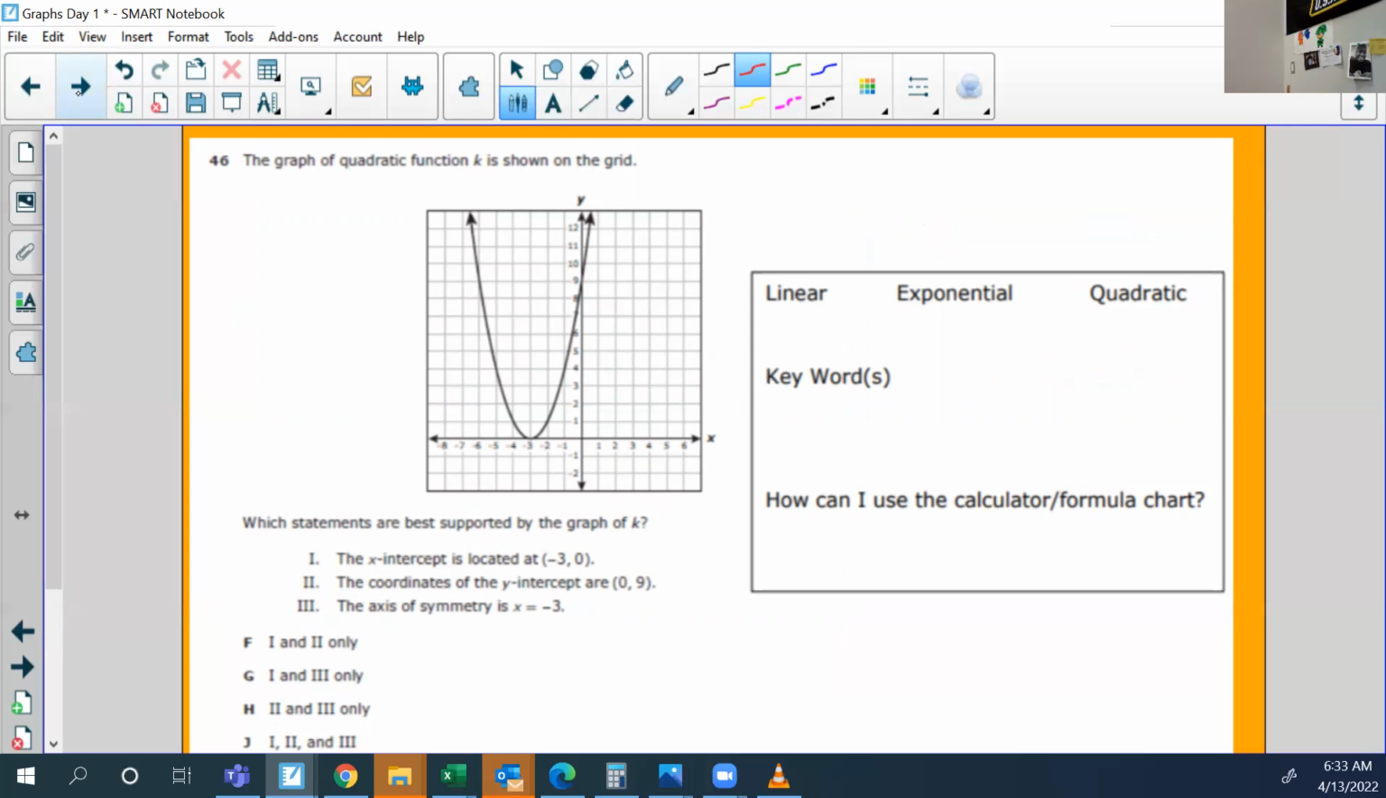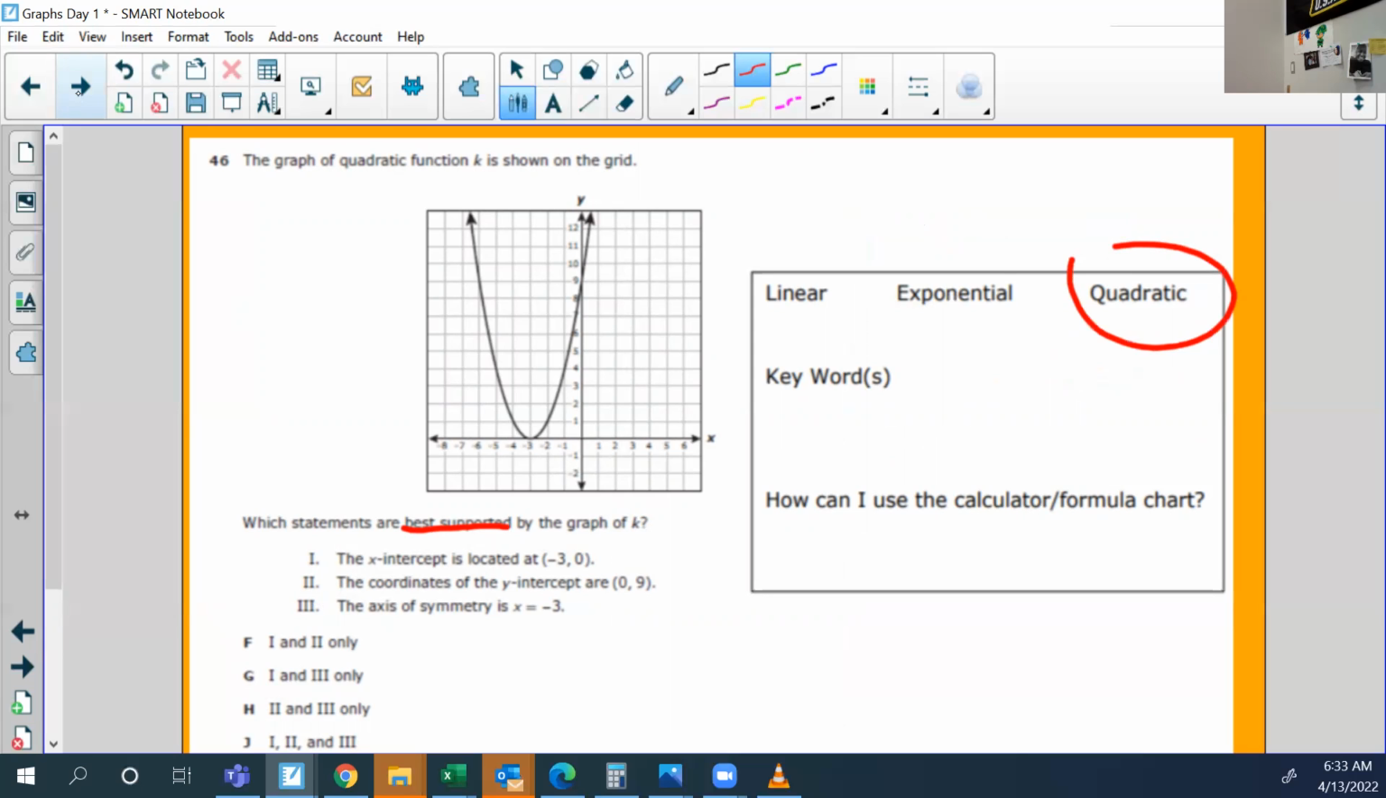Okay, again, quadratic function. Let's see. And again, the key word is best. Okay, best supported, meaning that you're going to figure out, are all 3 answers correct? Is it just 1, 2? You've got to figure out which one's correct. So let's look at it now.